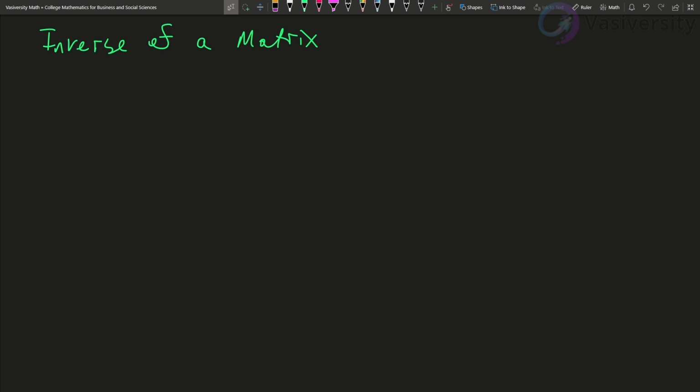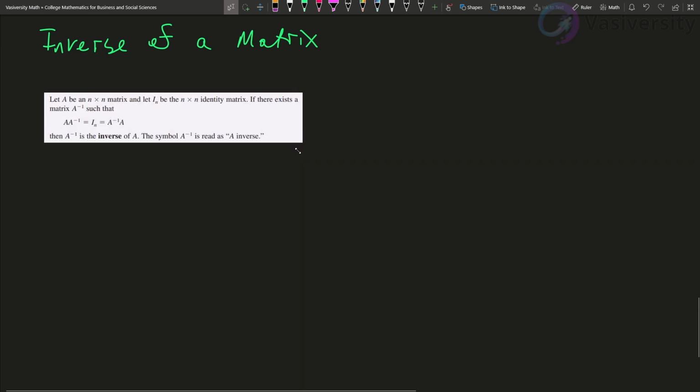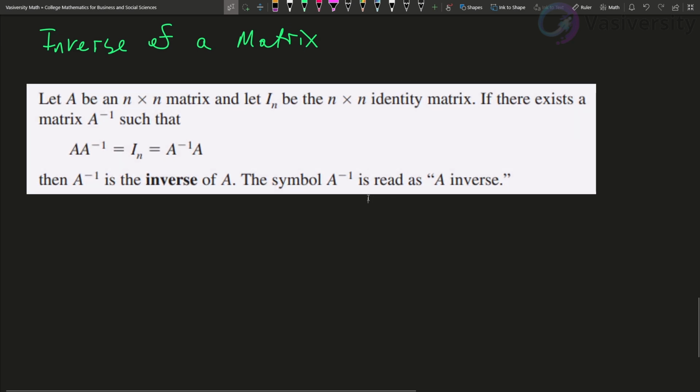Of course, we'll let A be an n by n matrix, and let In, the identity matrix which we learned last time, be the n by n identity matrix. If there exists an A to the power of -1, which means an inverse, such that A times A inverse is the identity matrix, and it's the same thing the other way, so the inverse is commutative. We can say A times A inverse is the same thing as A inverse times A. It should be commutative both ways. Then A inverse is the inverse of A, and we read the symbol as A inverse.